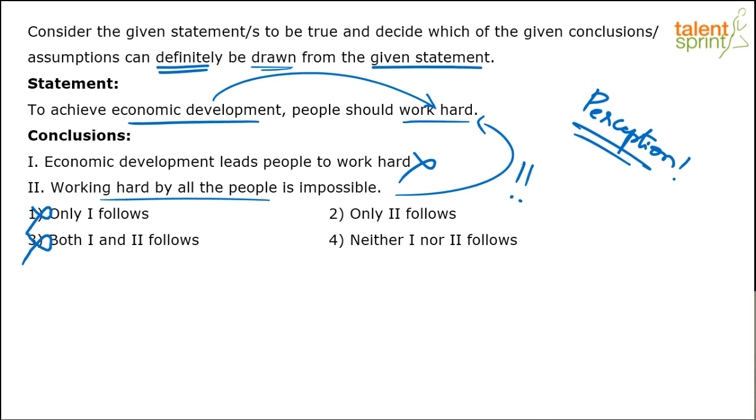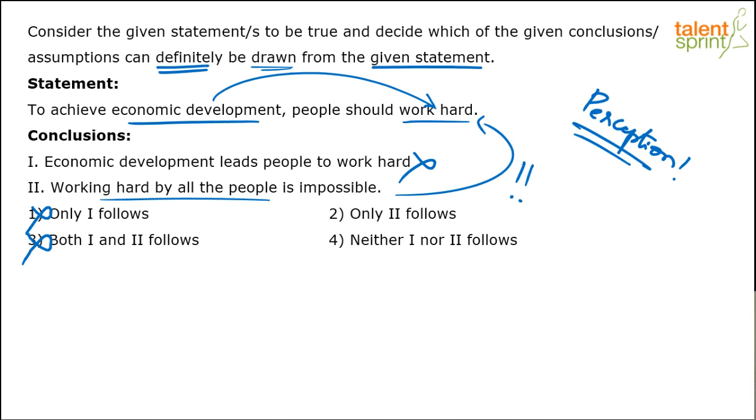No. See, if this second conclusion is given independently, then you can argue. Working hard by all people is impossible? No, nothing is impossible. All people can work hard. Practically, it may not be possible. But on paper, we can say that all people can work hard. Like, for example, we can always say that all of you will qualify in the SSC CGL exam. Well, you can actually qualify. Not that I'm trying to discourage you, but yeah, we can say that. You understand what I'm trying to say.